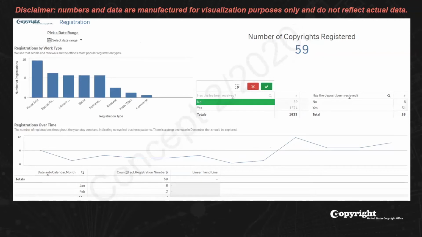This is again a follow-up of how we can drill down the information for the registration process. So if we drill down on has the fees been received, it changes the dynamic of the entire visualization. It shows for all the types of work we have registered, if the fees have been received, so what is the amount, how many copyright registrations have been done for which we have received the fees over the period of time.